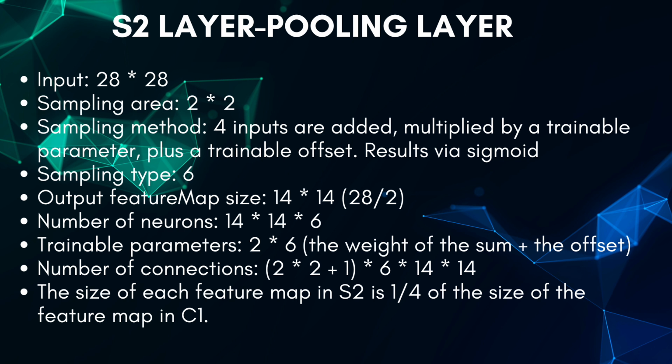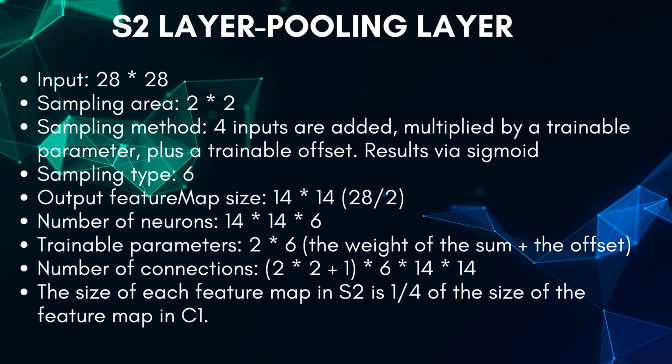Here's how pooling works. For each 2 times 2 region, the 4 inputs are added together, then multiplied by a trainable parameter, and finally, a trainable offset is added. The result is passed through a sigmoid function, which scales the values. The S2 layer produces 6 feature maps, each sized at 14 times 14. This is because the input size of 28 times 28 is downsampled by a factor of 2. The result is smaller, more manageable feature maps that retain the important information from the convolutional layer.